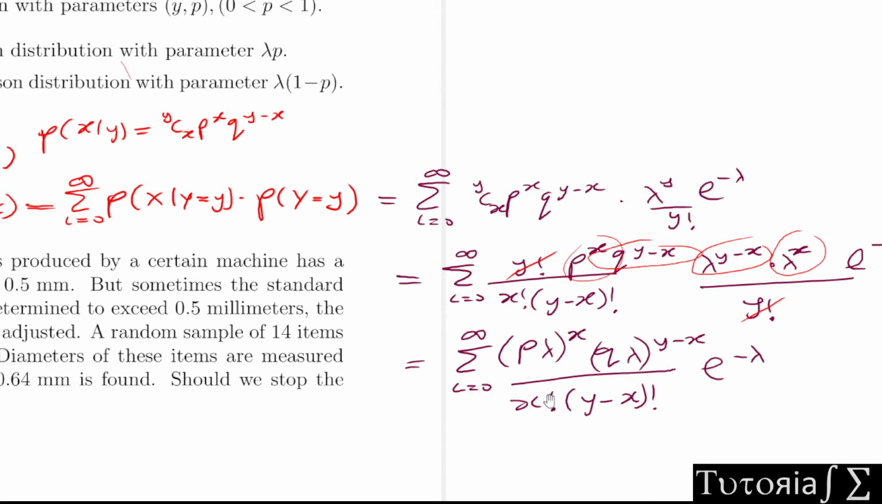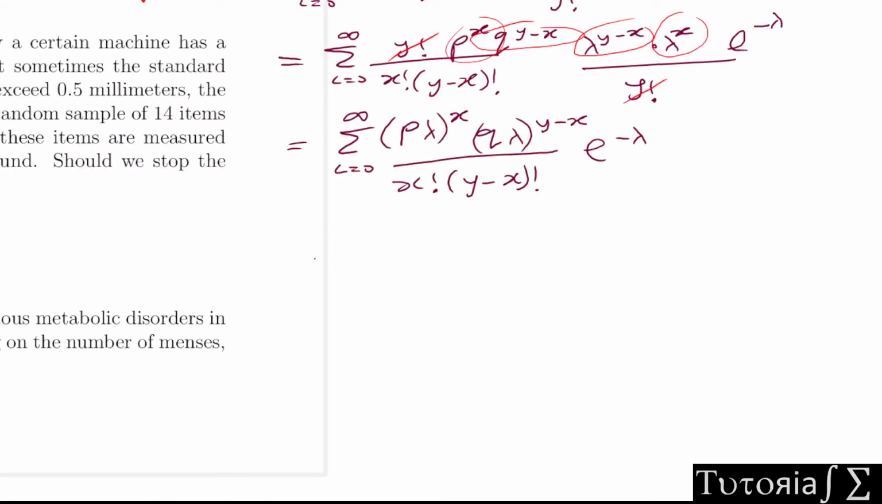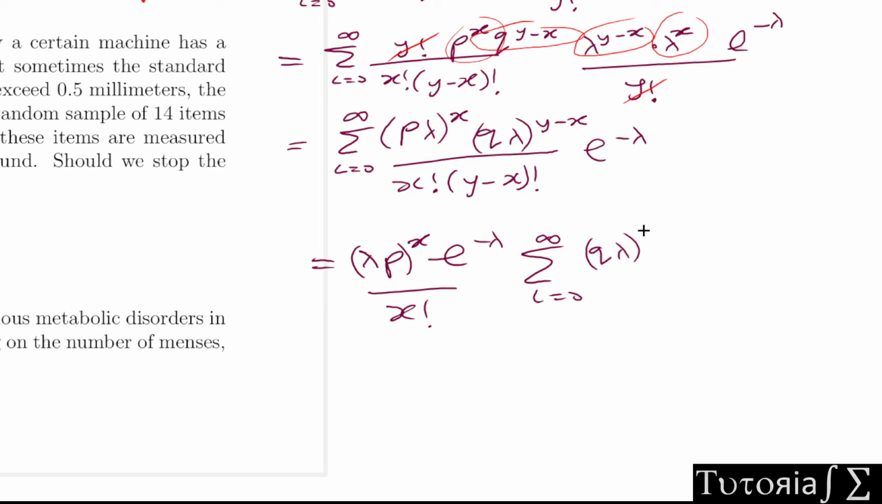So since this has a power x, we can factor out this that has a power, that is x factorial. Then we also factor out e. Then what we're going to remain with is equal to lambda p to the x. We also factor out e to the negative lambda and x factorial. Then what we remain with is the sum from 0 to infinity of q lambda to the power y minus x all over y minus x factorial.